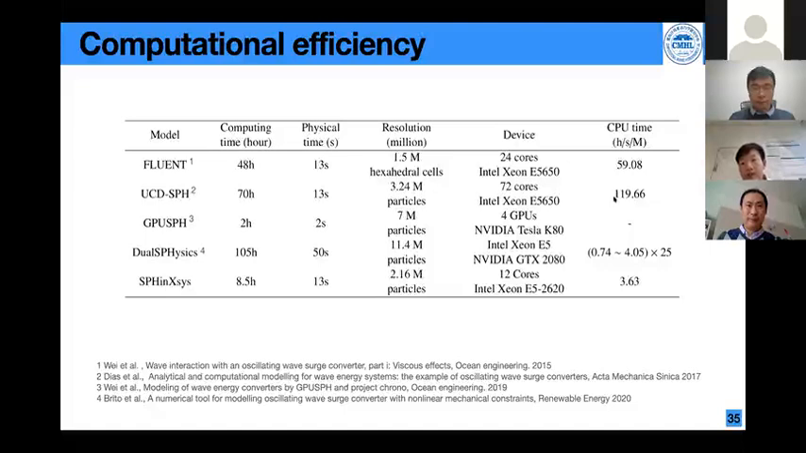It required almost 120 hours. However, using our solver, it only required 3.6 CPU hours. And compared with DualSPHysics, which has GPU acceleration, and right now we are not using GPU acceleration, the present solver can also show improved computing efficiency. As you can see here, for the physical simulation of 13 seconds, it only requires 8.5 hours.